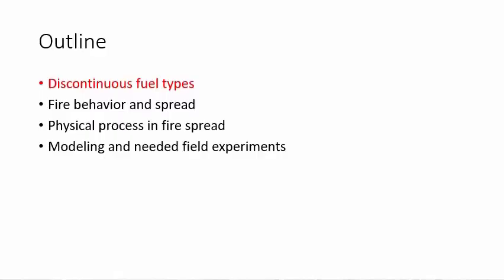But today, what I'm going to talk about here is four different things. One, discontinuous fuel types, specifically fuels full of gaps between the fuel particles or clumps of fuel particles, different scales of discontinuities. We'll talk about some laboratory and field research on fire behavior and spread in these discontinuous types. Talk about physical processes in fire spread so we understand how fire is able to spread both in so-called continuous as well as discontinuous types. And then I'll talk a little bit about modeling and the needed field experiments for verifying how models behave and whether or not they're doing the right thing for these larger scale spread situations.